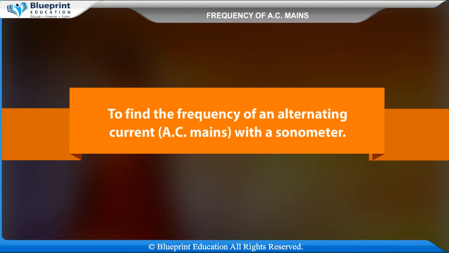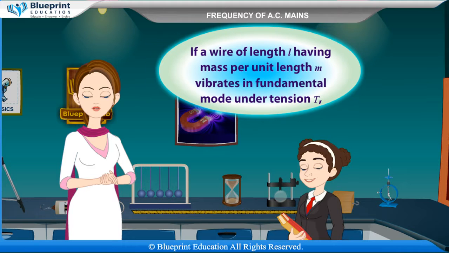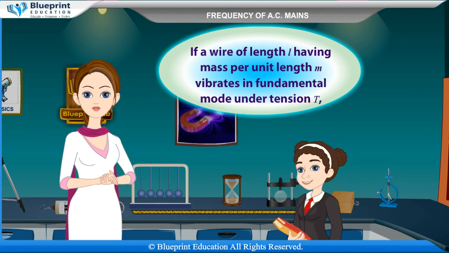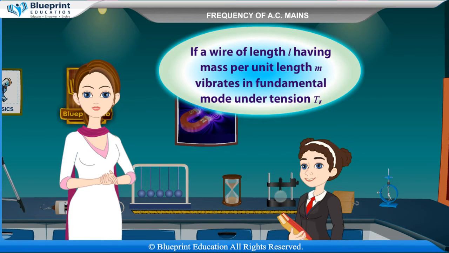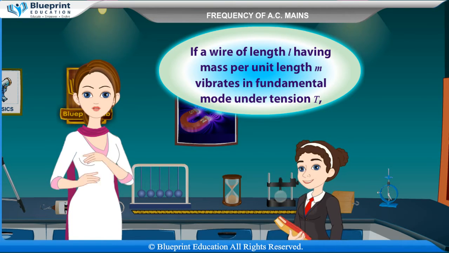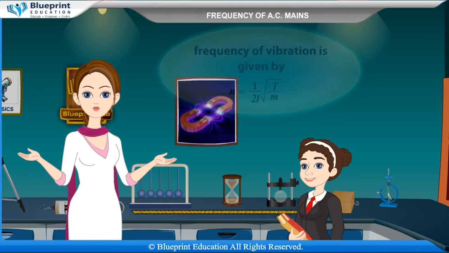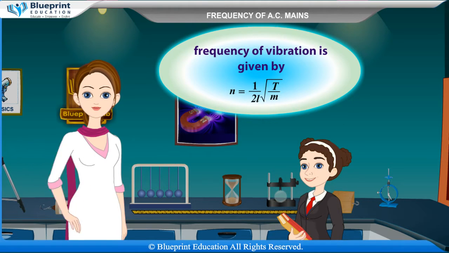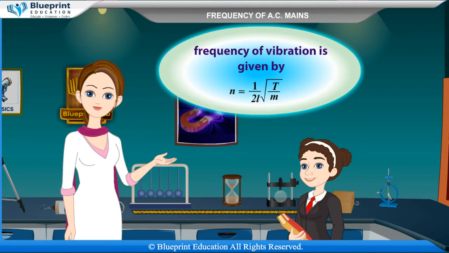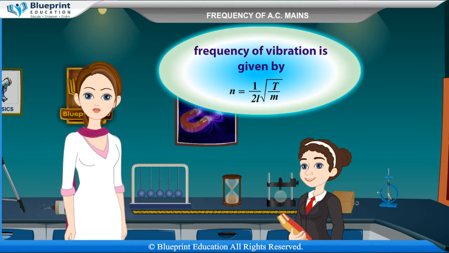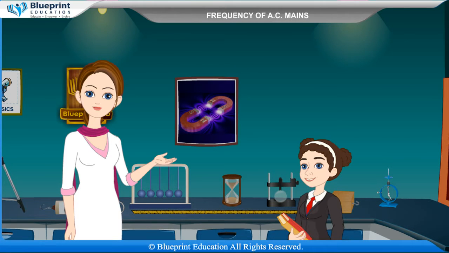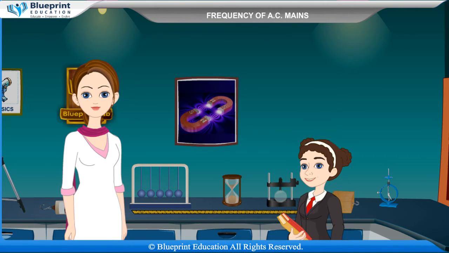To find the frequency of an alternating current, AC mains, with a sonometer. If a wire of length L having mass per unit length M vibrates in fundamental mode under tension T, then the frequency of vibration is given by N is equal to 1 by 2L under root T by M. This is called the fundamental frequency of the wire.